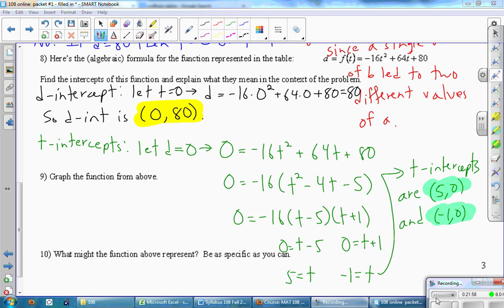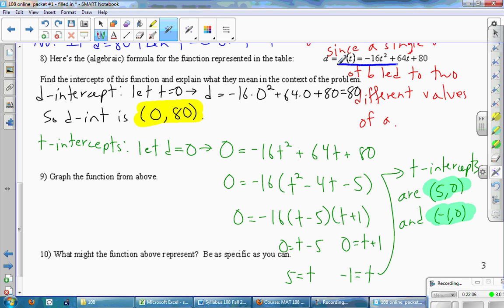Okay, let's see how we did. I realize actually that there's no context to be had here because I didn't say anything about what this function might represent. So let's pause on the context part of this problem until we think about maybe what the function might represent, and then we can come back. But sorry about that context thing.